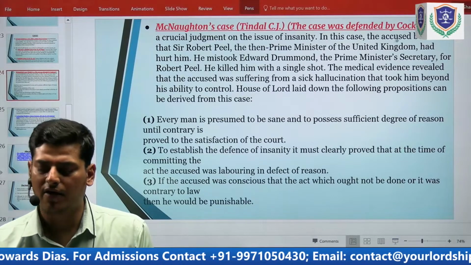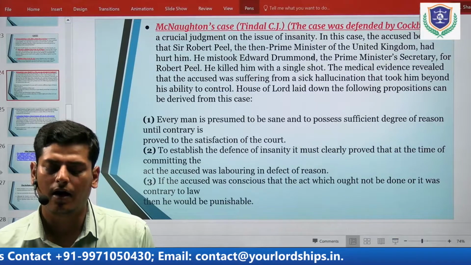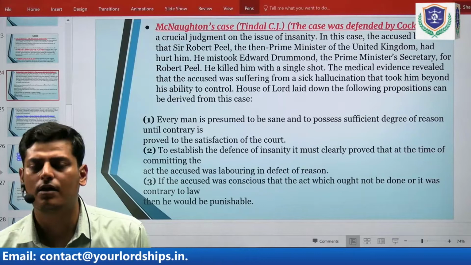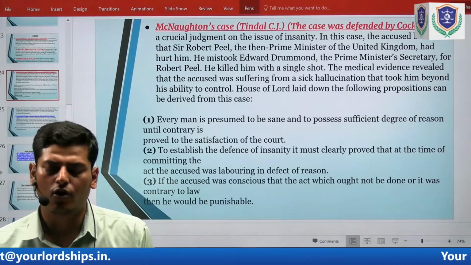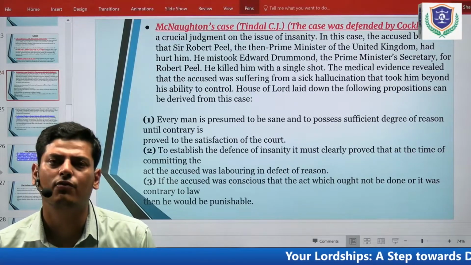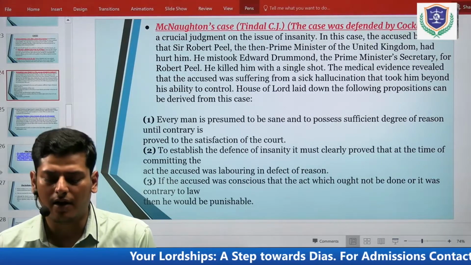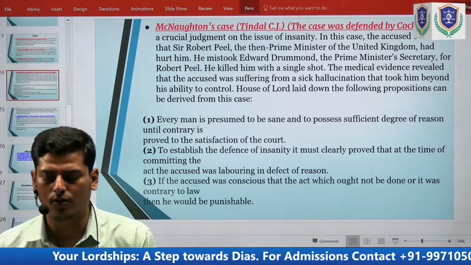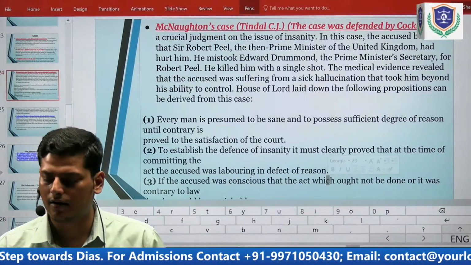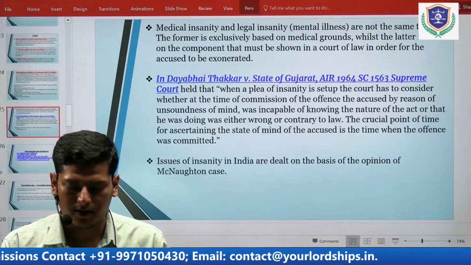Crucial in this case, the fact was that the accused believed Sir Robert Peel, the then Prime Minister of the UK, had hurt him, and he mistook Edmund Drummond, who was basically the secretary of the Prime Minister, for Robert Peel, and he killed him with a single shot. The medical evidence revealed that the accused was suffering from a sick hallucination and insanity, which was beyond his control. And then accordingly, the test was laid down regarding the defense of insanity, and accordingly it was incorporated under section 84.